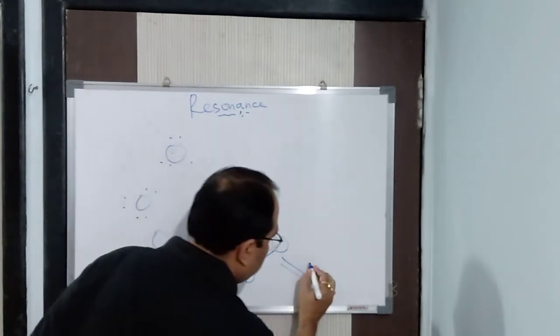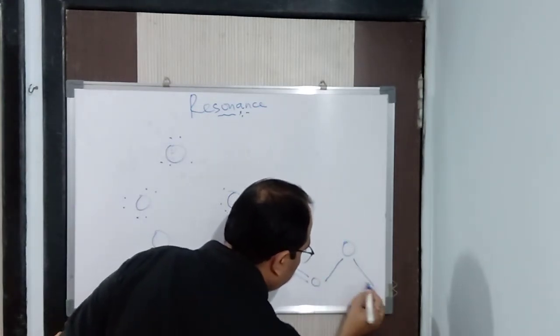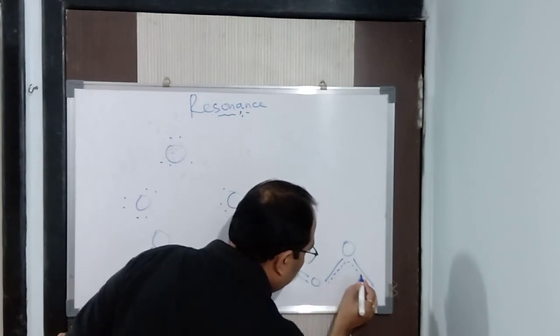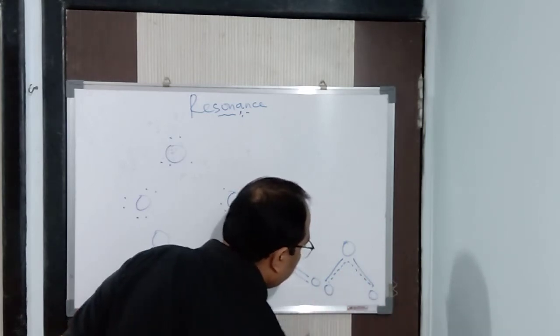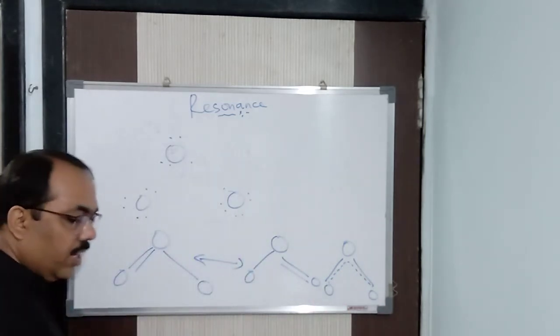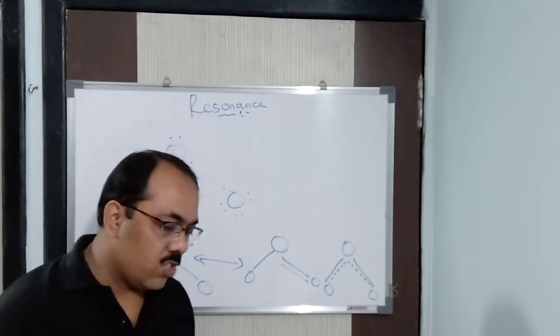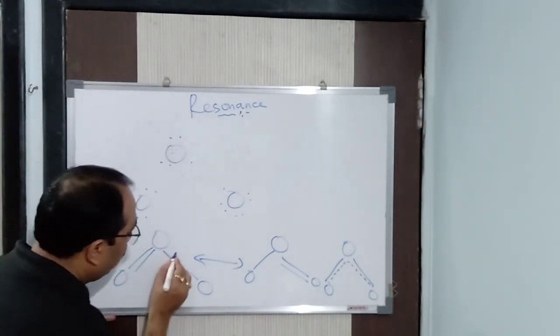But the resonance structure is not this. Resonance is this. Now, how do we come to know? If you see, the oxygen-oxygen single bond is 148 picometer.